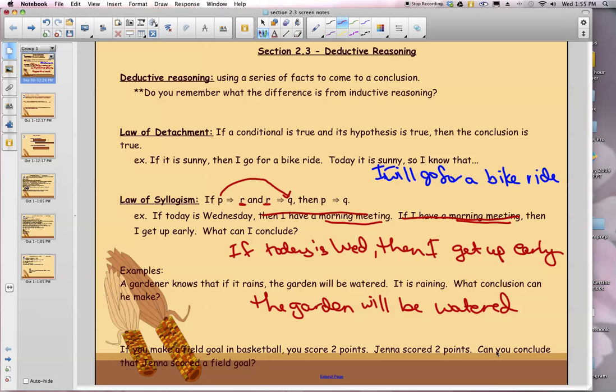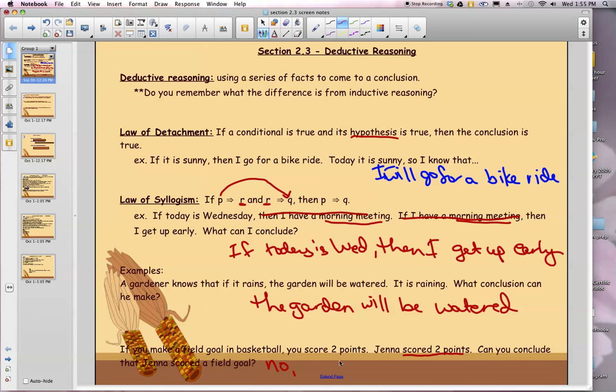Yes, okay, that's true. Can you conclude that Jenna scored a field goal? Now be careful, because the law of detachment says if the conditional is true and the hypothesis is true, then the conclusion is true. Which part is "Jenna scored 2 points"? Is it the hypothesis of the statement or the conclusion of the statement? It's the conclusion.